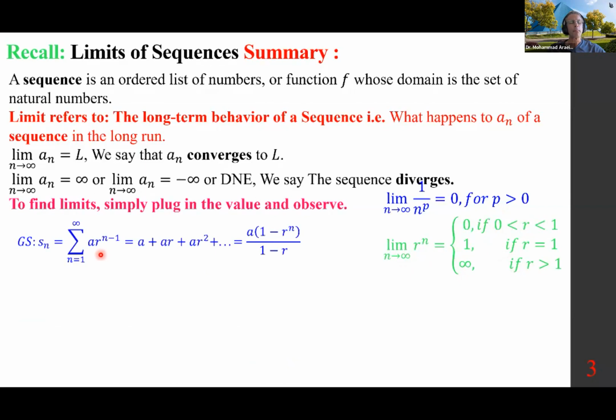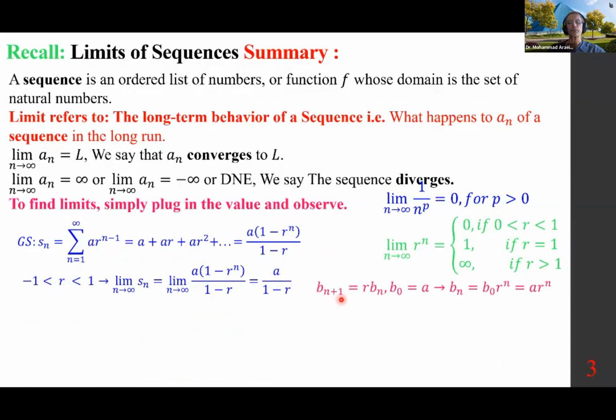So the geometric sequence, when we add them up, becomes a geometric series, and the sum is a times 1 minus r to the power of n over 1 minus r. And when r is between -1 and 1, this piece goes to 0, we get a over 1 minus r. The recursive solution is b sub n plus 1 equals r b sub n, and the explicit solution is b sub 0 r to the power of n, or a r to the power of n.